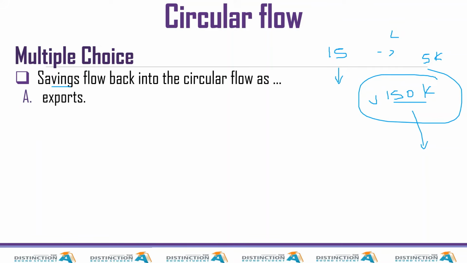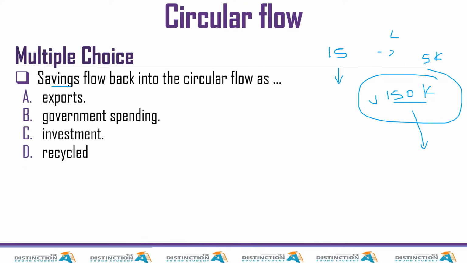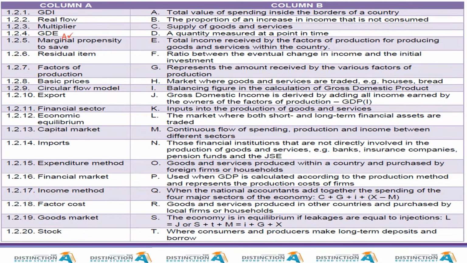But when you inject it, does it come as an export? It doesn't make sense. Does it come as government spending? Are you the government? Does it come as investment? Does it come as recycled? The answer is obvious. It's C. It comes back as investment.